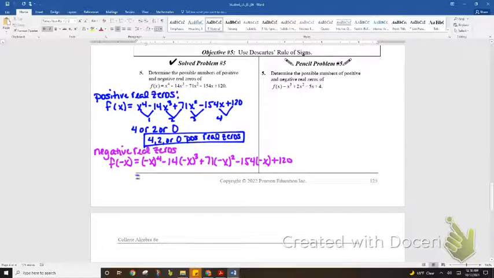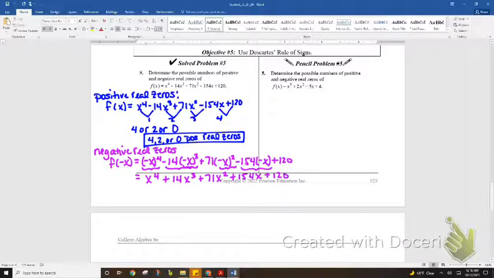So simplify this. Remember, negative raised to an even power is positive. Negative raised to an odd power is negative. So negative x to the fourth is just x to the fourth. Negative x cubed is negative x cubed, times the negative 14 makes it positive 14x cubed. Negative x squared is positive x squared times 71 is positive 71x squared. Negative 154 times negative x is positive 154x, and then plus the 120.